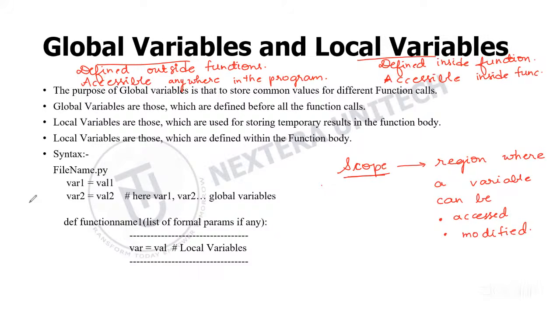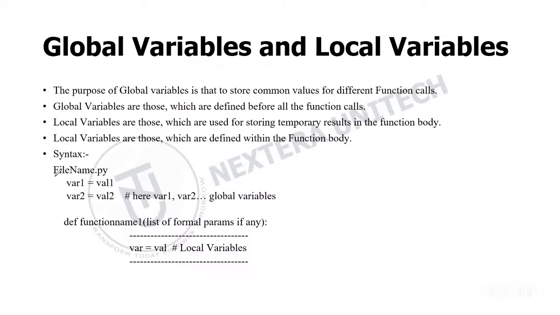So let's take an example. If you see here, in a file, some file name .py, we have variable 1 and variable 2, and then we have a function. The function is defined with function name 1 and the list of formal parameters, if there are any, we'll give here. Here var1 and var2 are global variables because they are defined outside of the function in your program, so they are accessible everywhere in the program.